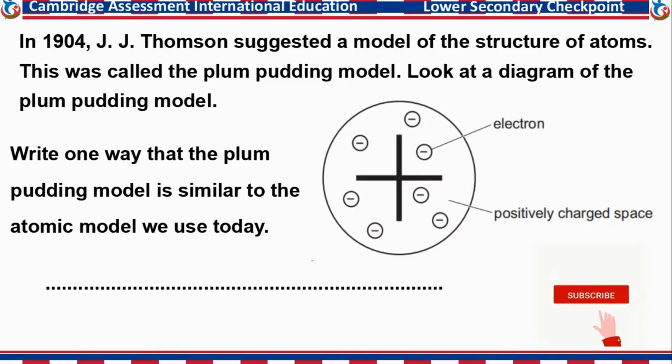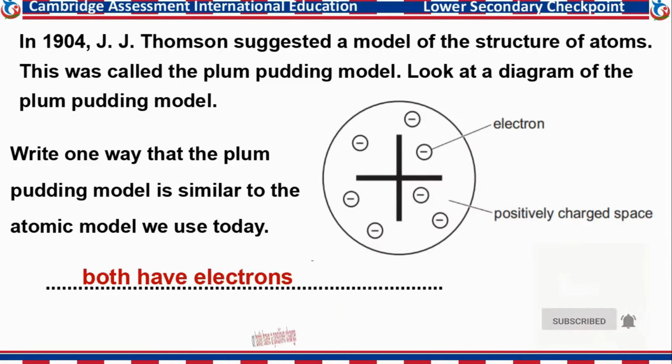Of course, the model we use today is called Bohr's model of the atom, whereby we have the nucleus. In the nucleus, we have the protons and the neutrons, and we have the electrons revolving around the nucleus in the shells or in the orbit. So the question says, write one way that this Plum Pudding model is similar to the atomic model we use today.